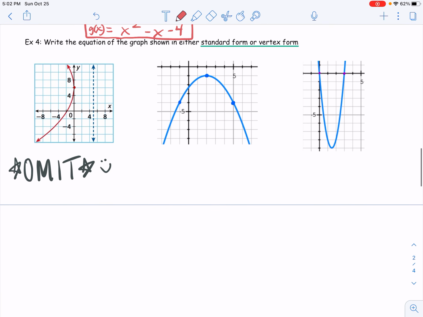And then lastly, I'm giving you a graph and I say write the equation in standard or vertex form. The first one we are omitting because we do not know how to write the equation of a left opening or right opening quadratic just yet. We're going to learn that later on in the unit. So we only have 2 graphs to look at.